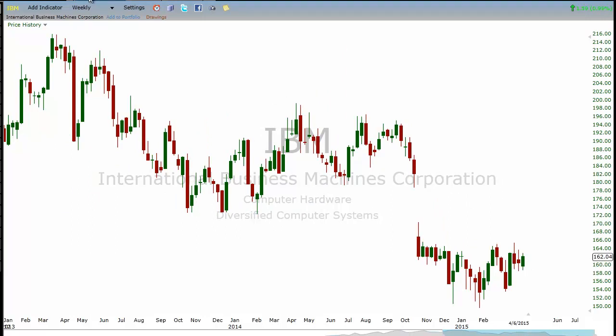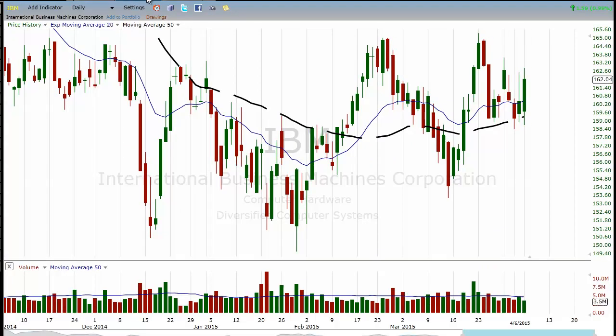All right, let's start out with the weeklies on IBM. A whole lot of nothing going on. Pretty big gap down and sideways. Not much going on there. Same thing on the weeklies. You can see the 20 and the 50 are pretty much sideways. Maybe the 50 is going up a little bit, but that's mostly because of this 4-day rally here. But overall, not much going on.